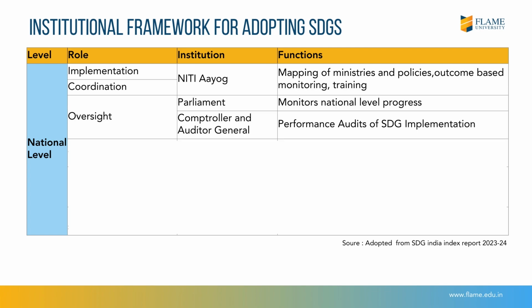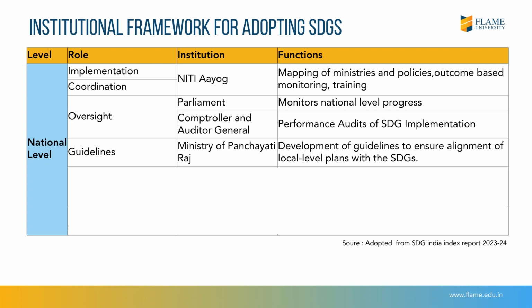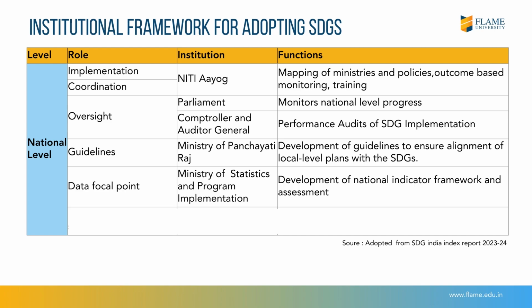The next one is the Comptroller and Auditor General. The Comptroller and Auditor General prepares performance audits of SDG implementation, which act as the basis to provide oversight by the Parliament. Then comes the Ministry of Panchayati Raj. It ensures that local level plans align with SDGs by preparing and updating the guidelines. Union ministries formulate schemes and programs.